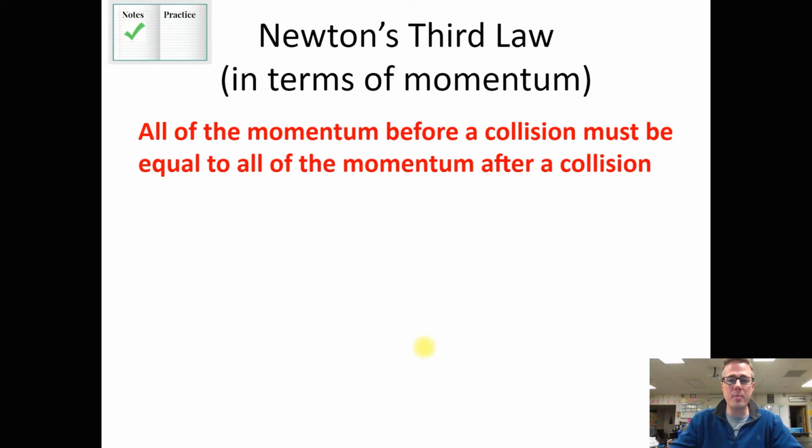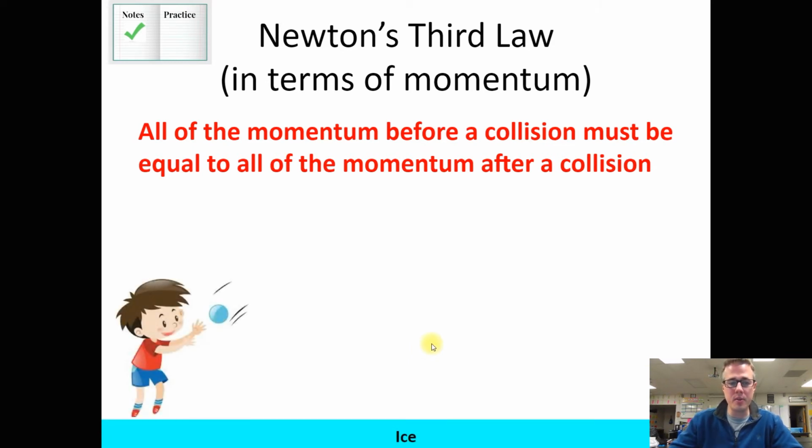So all of the momentum before a collision must be equal to all of the momentum after a collision. That's where we're going to start. Let's use some examples too. You can use little stick people to put this example in your notes, but you do need these two examples. Let's say we've got this kid who's just standing on a big sheet of ice.